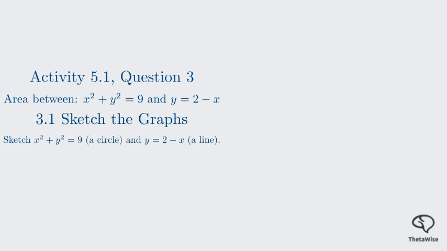Second, y equals 2 minus x is a straight line with a y-intercept of 2 and a negative gradient of 1. Let's draw these. The circle is centered at the origin. The line passes through (0, 2) and (2, 0).